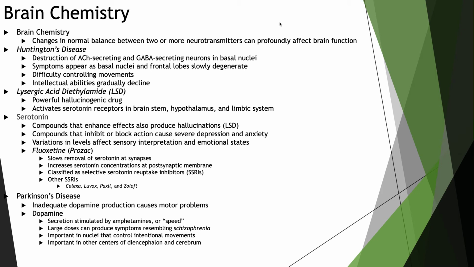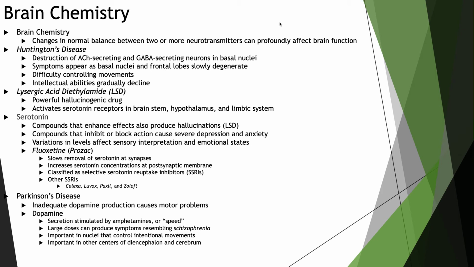The primary problem in this inherited disease is the destruction of ACh-secreting and GABA-secreting neurons in the basal nuclei. The reason for this destruction is unknown. Symptoms appear as the basal nuclei and frontal lobes slowly degenerate. An individual with Huntington's disease has difficulty controlling movements and intellectual abilities that gradually decline. In many cases, the importance of a specific neurotransmitter was revealed while searching for the mechanism of action of other drugs. These examples are as follows.